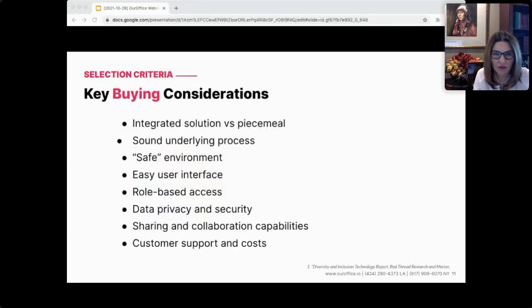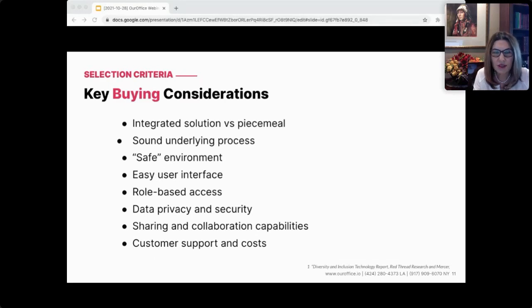What should we be looking for if you're in the market or thinking about planning that sometime, maybe in 2022? You'll be looking at some DEI tech to help you. So first and foremost, you've got to be careful because there are a lot of tools and resources out there, and pretty quickly you can end up with a piecemeal approach where you have different tools for different things, but no underlying system or process to connect it all together.